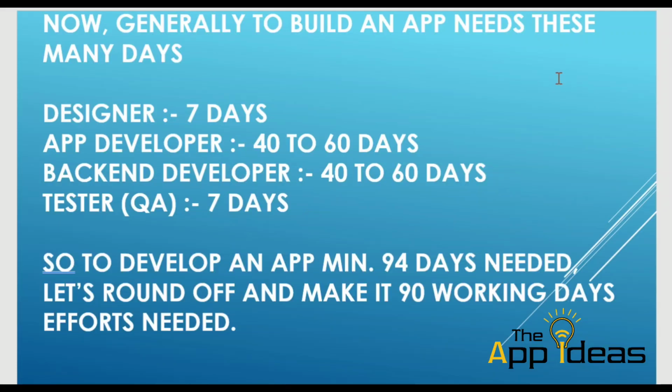Now let's calculate the number of days needed to create an app. First, the designer needs to create the app logo design, icons, everything. They need 7 days approximately. Then the app developer will require around 40 to 60 days. The backend developer will also need 40 to 60 days, and QA will need 7 days. So to develop any application, it requires at least 94 days. Let's round off and make it 90 working days.